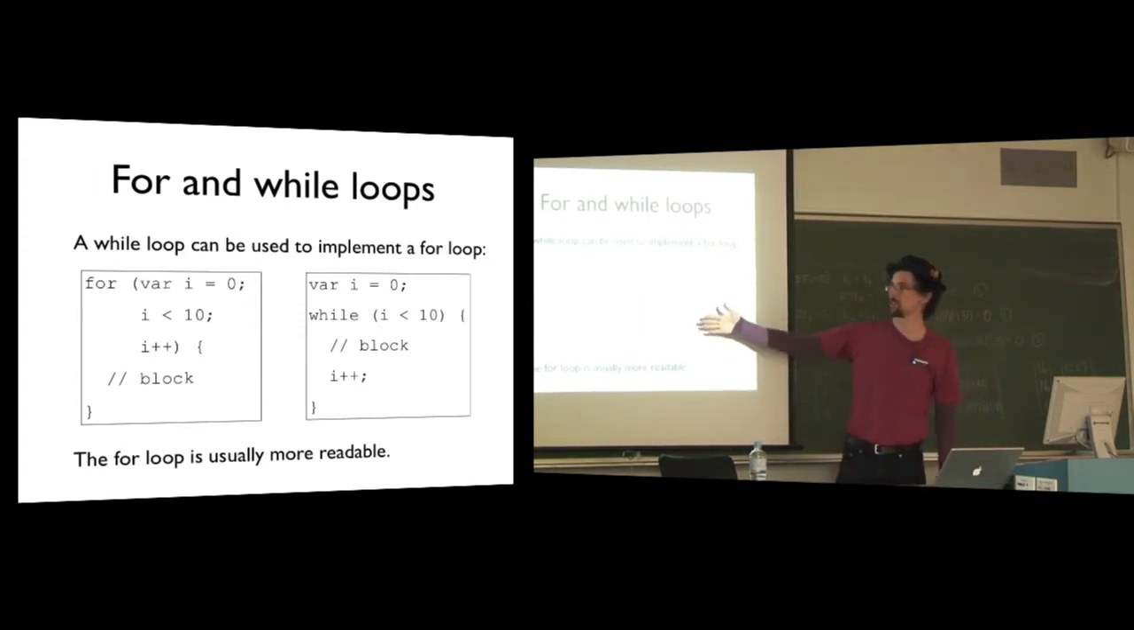A while loop is generally more flexible than a for loop. So not every while loop could be implemented with a for loop, but every for loop could be implemented with a while loop. All right, so as I said, they both have an initializer, they both have a condition, they both have an incrementer, and they both have a block.